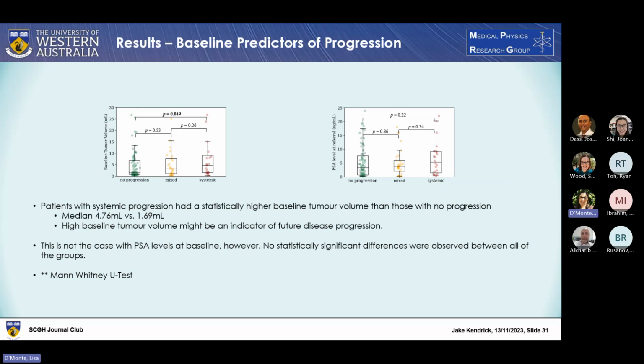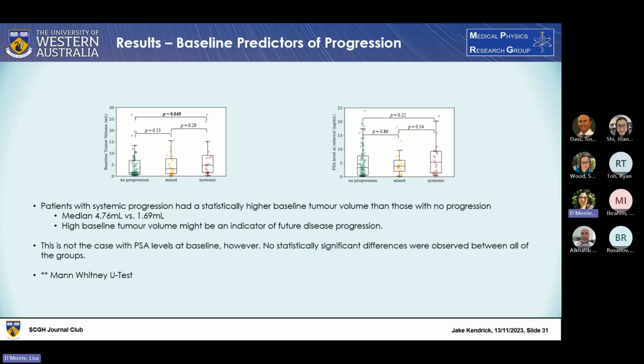We also looked at baseline predictors of progression. So, for example, we plotted the baseline tumour volume here for each of the 3 categories and PSA levels at their baseline scans against the three categories as well. What we found is that patients with systemic progression did have a statistically higher baseline tumour volume, and this very, very just reached the level of statistical significance. We're talking quite marginal here.